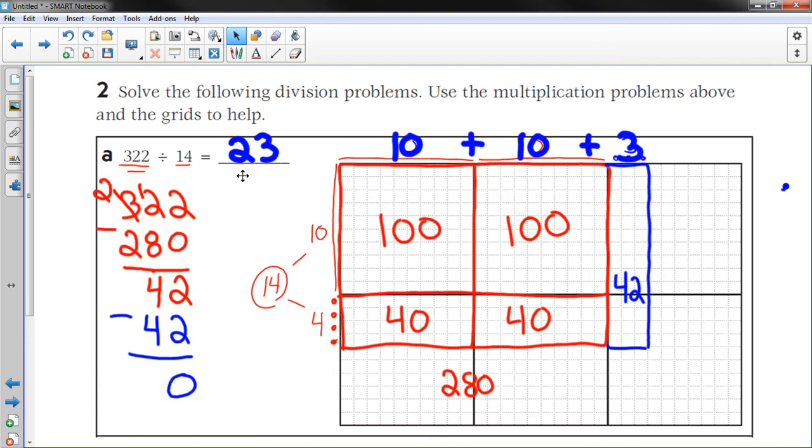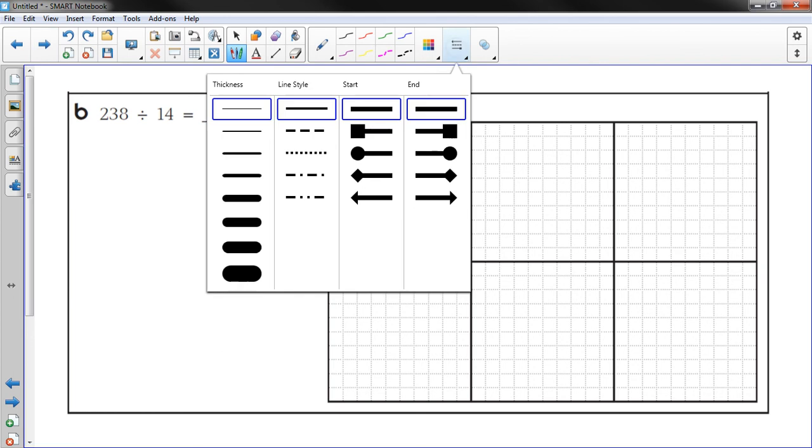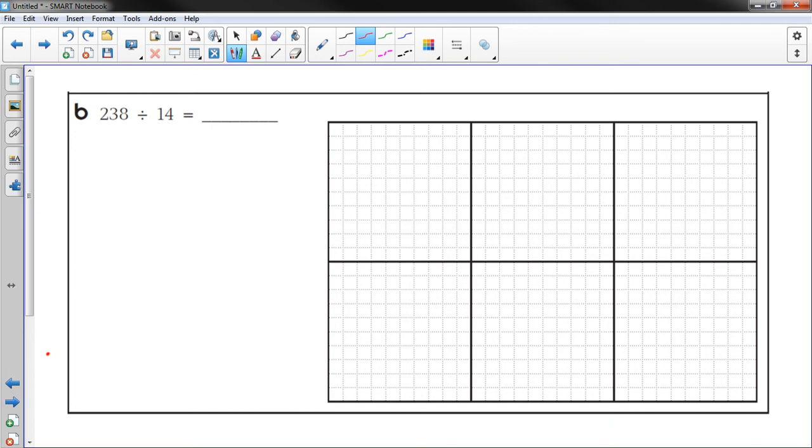Let's do one more. 238 divided by 14. So again, we're going to set this up similar to what we've done in the past for the area model of multiplication. So here's the 14 goes here. This is 10. I need 4 of these. And that represents 14. And I'm trying to build an area of 238 with one side being 14.